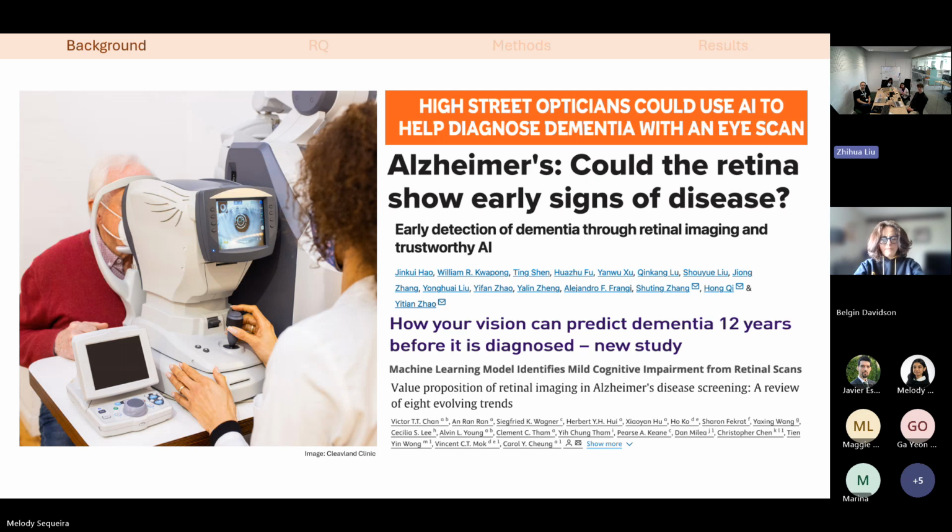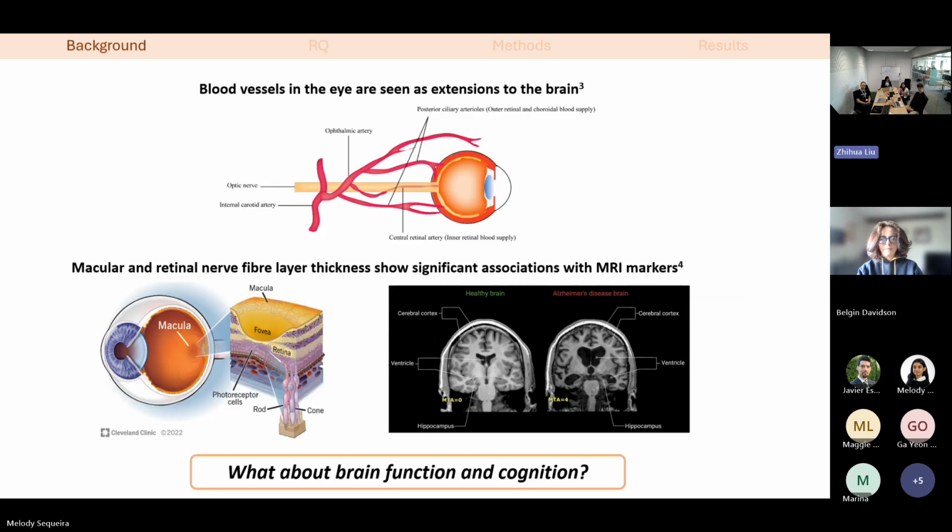Over the last few years, retinal imaging has gained a lot of interest as a possible accessible avenue to detecting Alzheimer's disease early. As you can see from some of these headlines in articles, blog posts, and a lot of research that's been happening, the eye can possibly tell us about changes that happen in our brain, possibly earlier than we see them in brain imaging. But why would that be the case? Well, the eye is widely considered a window to the brain, and a lot of blood vessels within our brain extend onto the eyes as well.